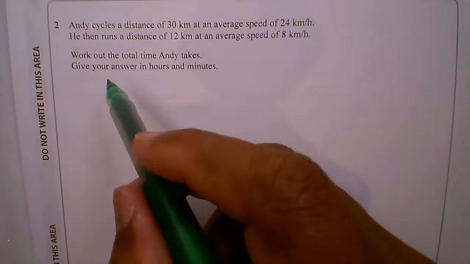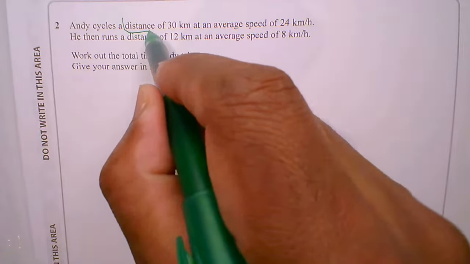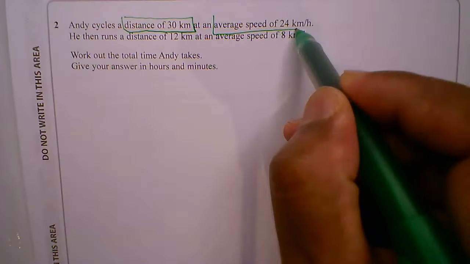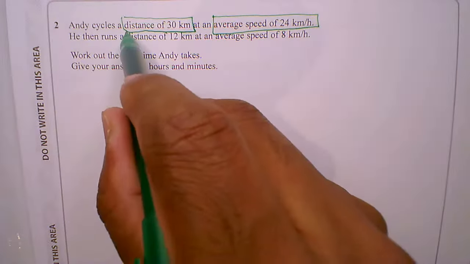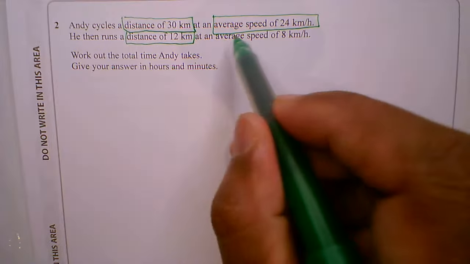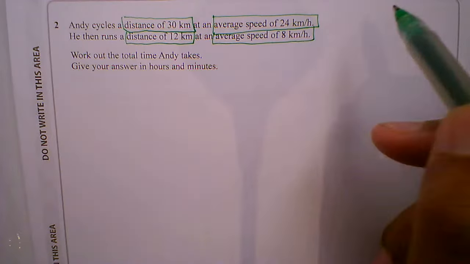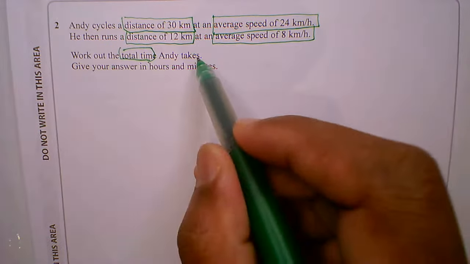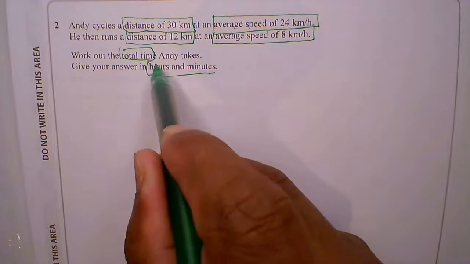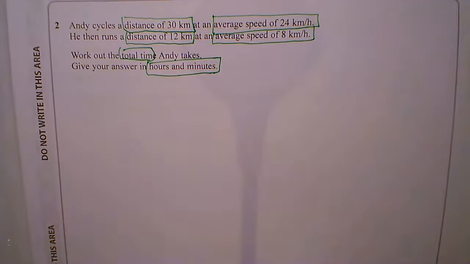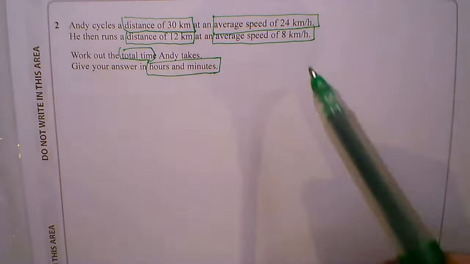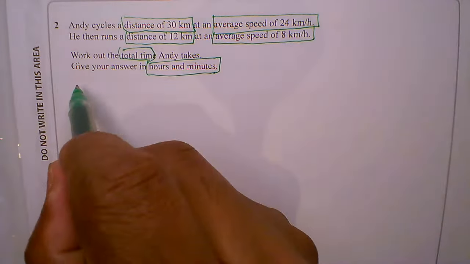So we have Andy cycles a distance of 30 kilometers at an average speed of 24 kilometers per hour and a distance of 12 kilometers at an average speed of 8 kilometers per hour. Work out the total time Andy takes. Give your answer in hours and minutes. So there's quite a lot going on here. So because I've got two different things going on, and this topic is speed, distance, time.